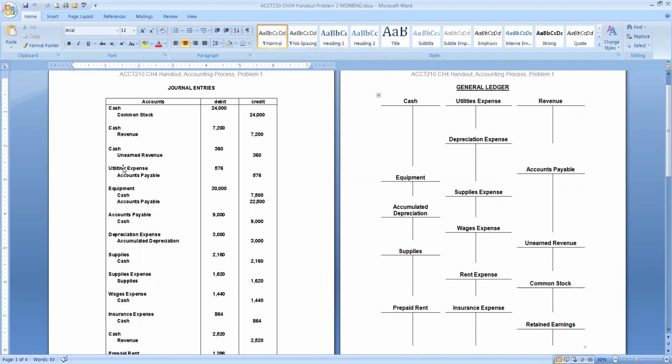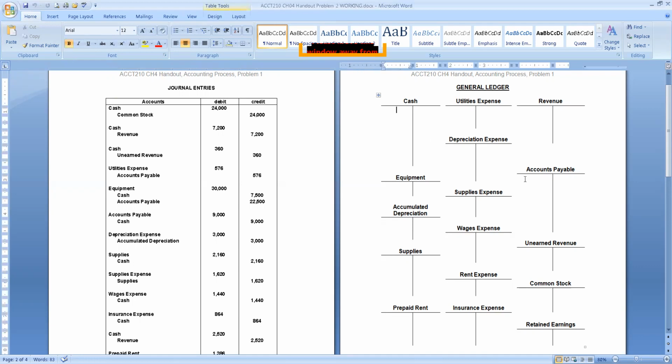Okay, all right. So what we're going to do is take each one of these and move it over to here, and I'll show you what I mean. This first one, cash and common stock. Cash has a debit of 24,000. So we're going to come over here, and under the cash side, on the debit side, I should say, we're going to put 24,000 in. I'll make it red just so we kind of know what it is.